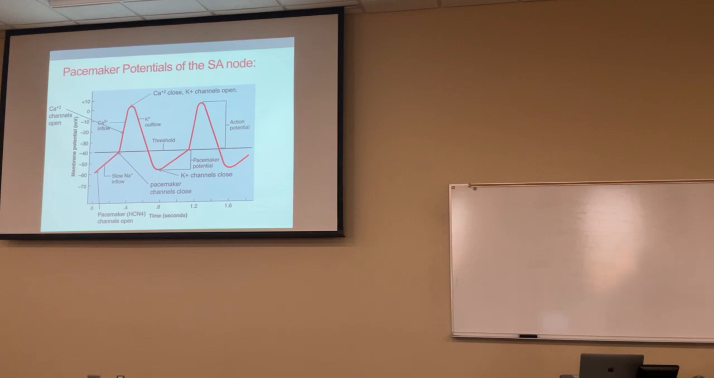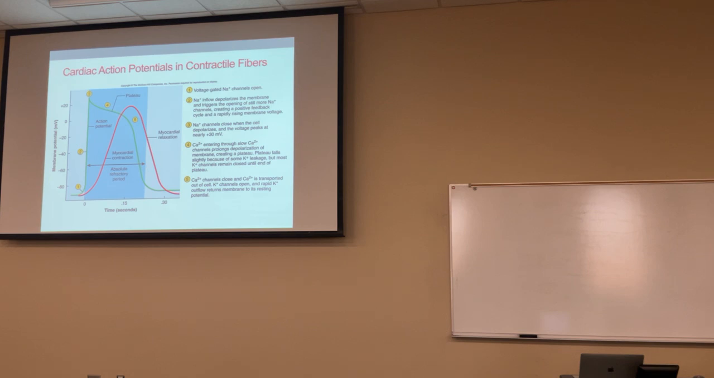Now let's take a look next at what an action potential of ordinary contractile fibers looks like in the heart. Okay, this is a graph. Notice the green line. This green line represents the action potentials of contractile fibers in the heart.